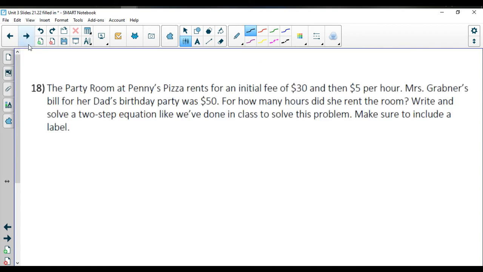Last two examples here are word problems. So the first one, the party room at Penny's Pizza rents for an initial fee of $30 and $5 per hour. Mrs. Grabner's bill for her dad's birthday party was $50. For how many hours did she rent the room?